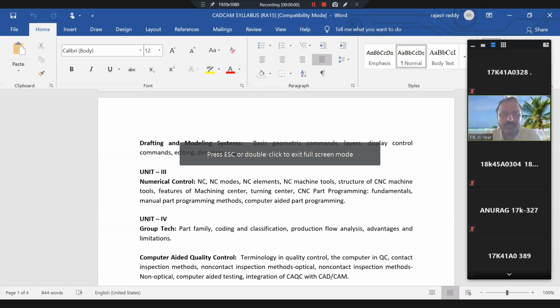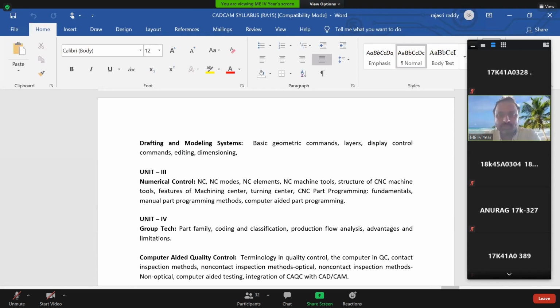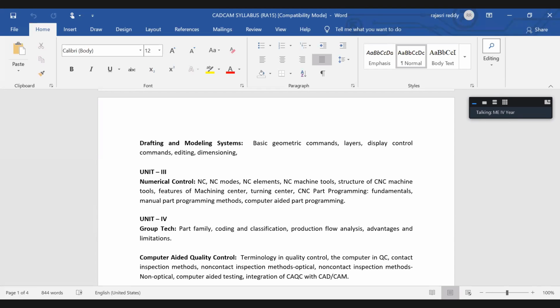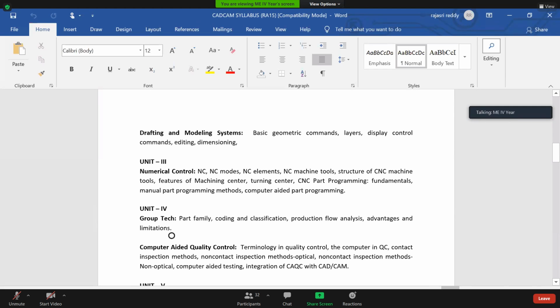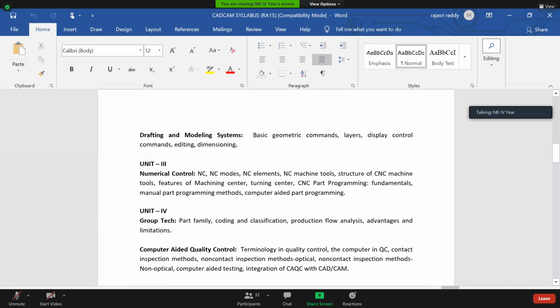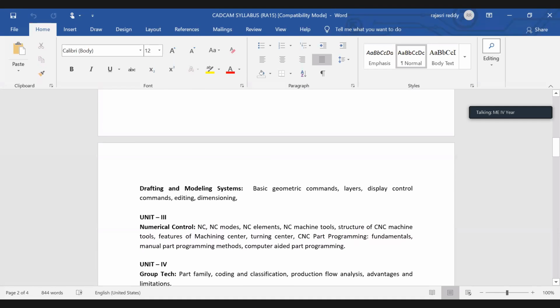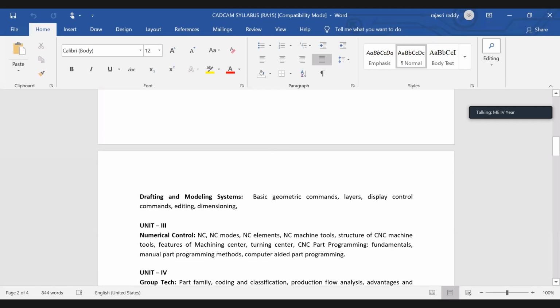the 2D, how we have to convert the 3D models into 2D models and all the views, different views, and how to give the dimensioning and all. We'll discuss. Okay. If anybody wants any topic to recall, just tell me. Otherwise, I'll start with the third unit, that is numerical control.